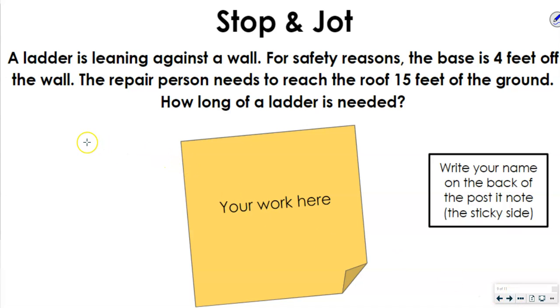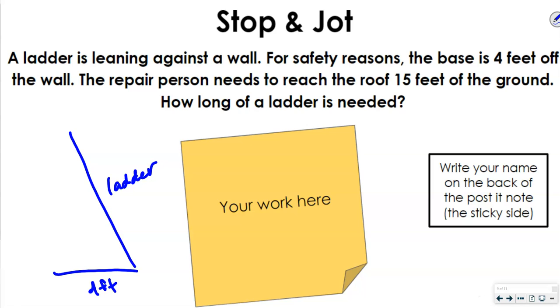All right, so here's your last one. A ladder's leaning against a wall. Now in class, we did this on sticky notes and we posted it. It says for safety reasons, the base is 4 feet off the wall. So we have a ladder, right? This is our ladder. It says that it's 4 feet off the wall. And it says the person needs to reach the roof at 15 feet above the ground. So that means this right here is 15 feet.